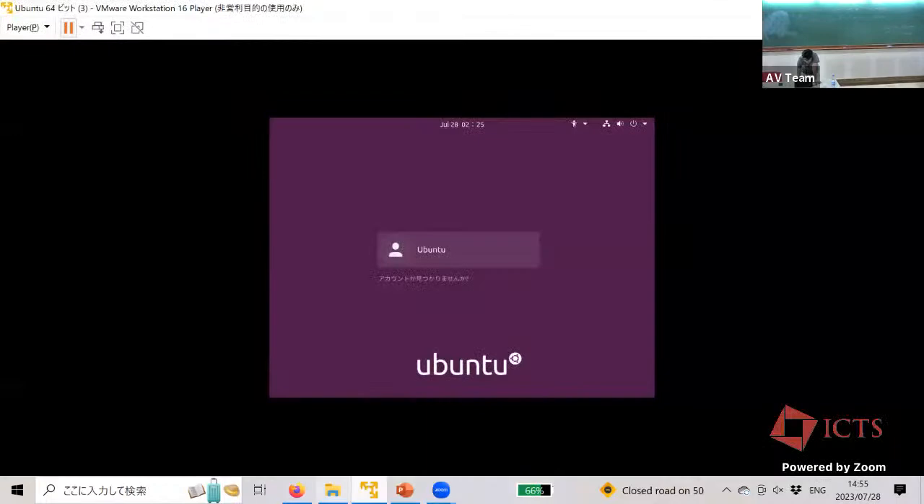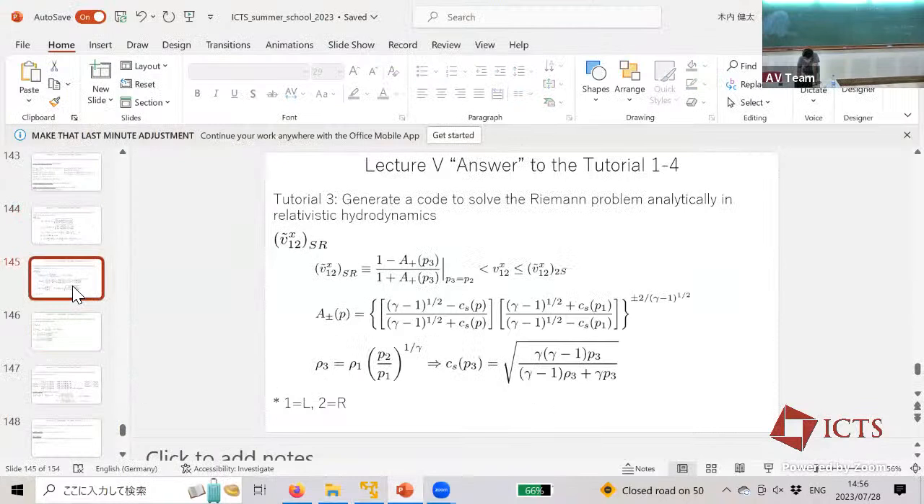Next is the one rarefaction wave and one shock wave case. In this case, the relative velocity of the limiting case is described by this one, where A plus is a function of P3. In this situation, you have a left propagating rarefaction wave. This is a pressure profile, and you have an intermediate state, and here is a contact discontinuity, but it's continuous for the pressure, and then the shock.